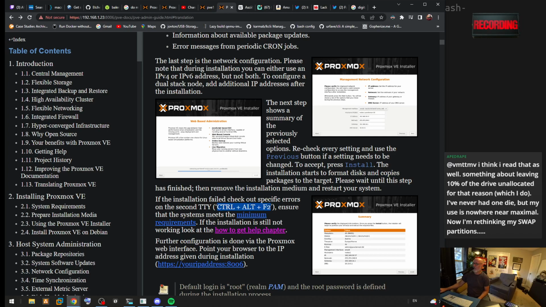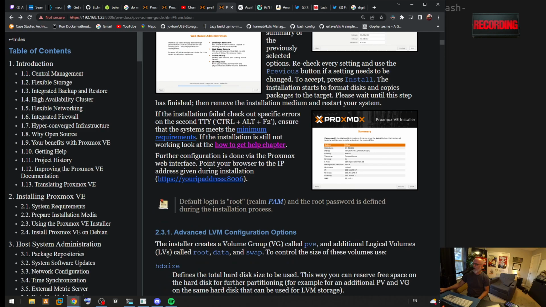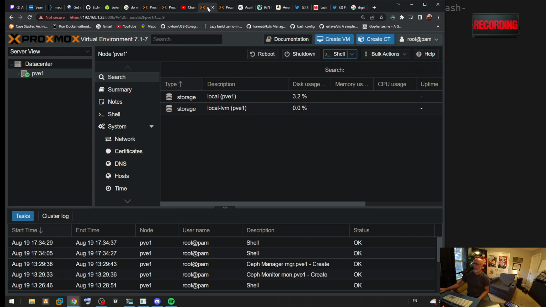Oh, good old Control F2. Ensure the system's meeting the minimum requirements. If the installation is still not working, look at the How to Get Help chapter. Further configurations of your Proxmox with the web interface. So I think this stuff is all web interface stuff.